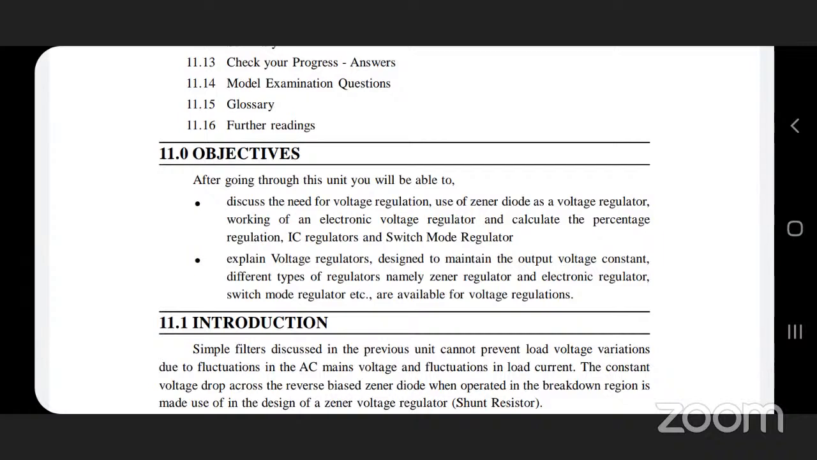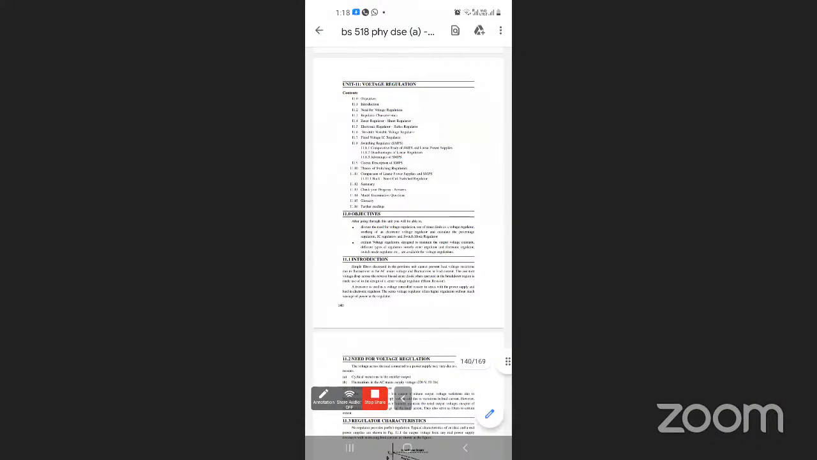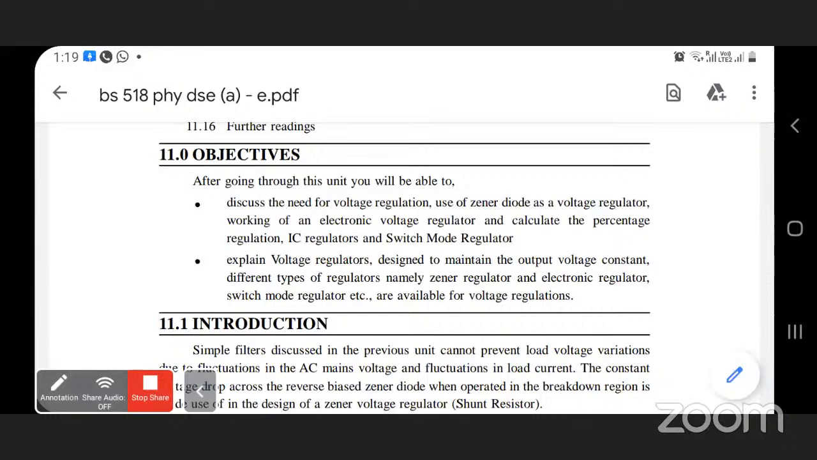Why do we consider a Zener regulator? Why do we consider a Zener diode to stabilize the voltage? How does it stabilize the voltage? The Zener diode is the best example of a PN junction diode, as you know pretty well. The diode conducts current in forward bias, whereas in reverse bias the diode does not conduct any current at all.